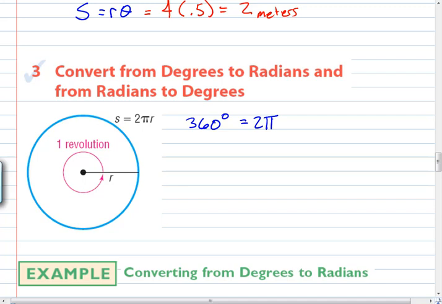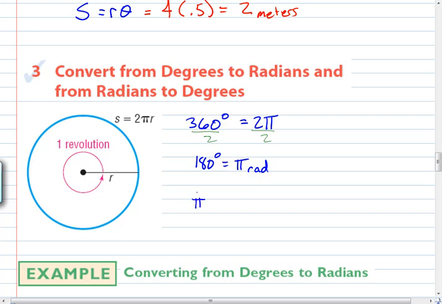So we need a way to come up with a conversion factor. What we can do here is divide both sides by 2, and we end up with 180 degrees measures pi radians. We don't typically put a number here, but you can if you want. This would be pi radians. So we can use this because these two values are equal.